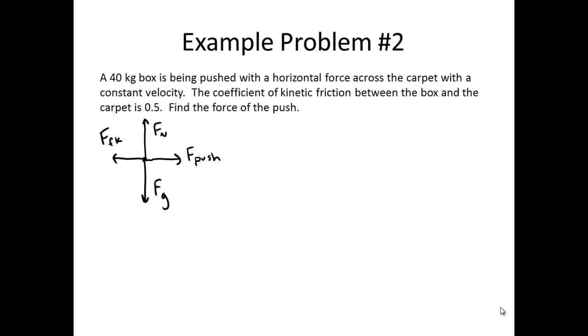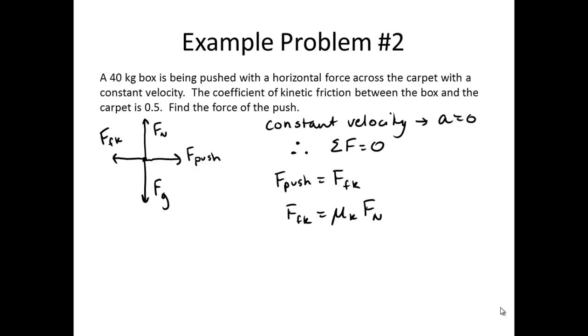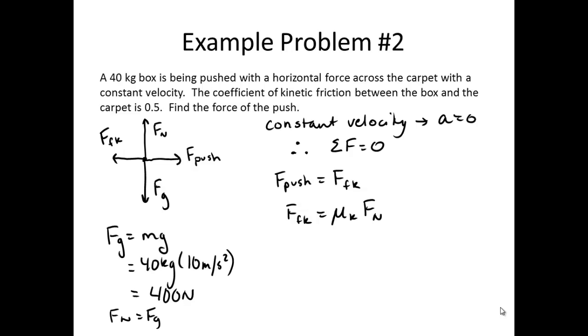Again, let's draw a free body diagram. Looks pretty similar to our other ones. And we know it's moving at a constant velocity, so our acceleration should be equal to 0. Therefore, our net force is 0. This looks very similar to the example that we did with the block moving at a constant velocity. Our push is equal to the force of kinetic friction, and kinetic friction is mu k times Fn.